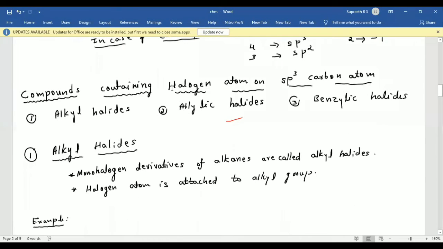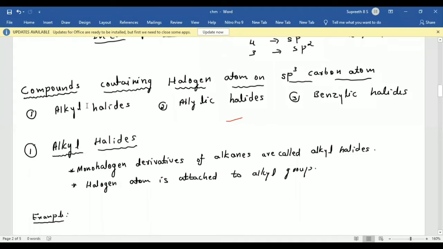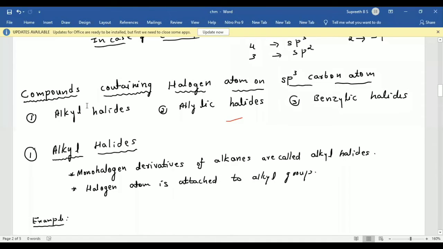Next, we'll go for compounds containing a halogen atom on an sp3 carbon atom. In case of halogen compounds, just take one molecule. I'll take CH3. Then that carbon will make a bond with a halogen atom. Then you have to check the hybridization of the carbon to which the halogen atom is attached.